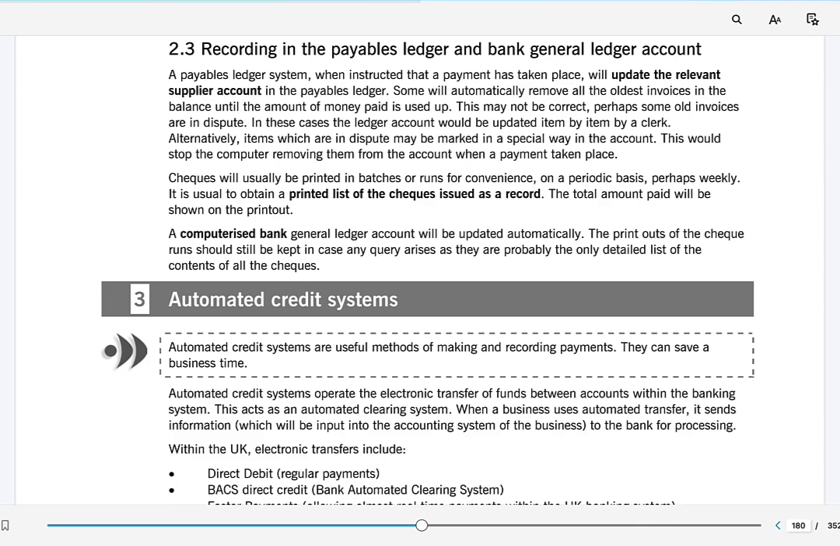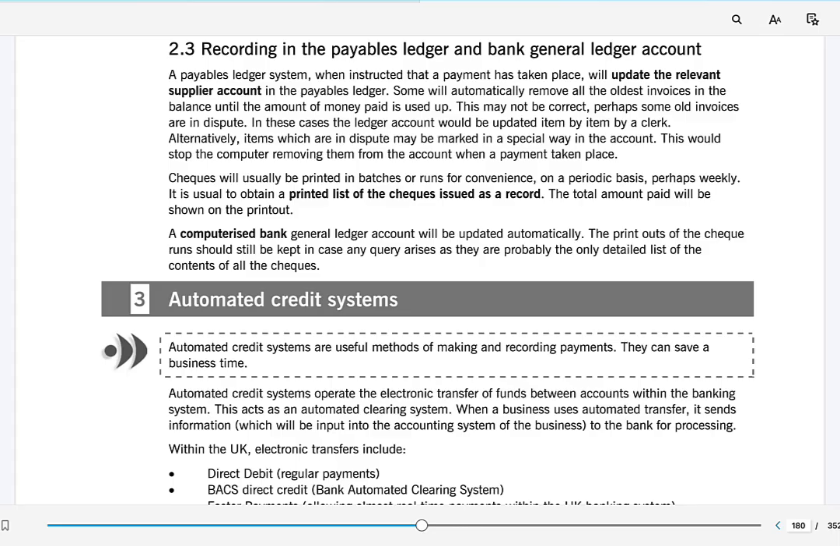Now imagine doing this manually. It would take a lot of time. It would also be easier to make mistakes. So the system records the payments and updates the bank automatically. The book also explains an important control idea. The system will often print a list of checks issued as a record.